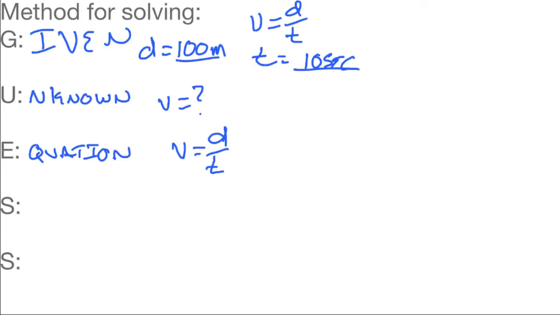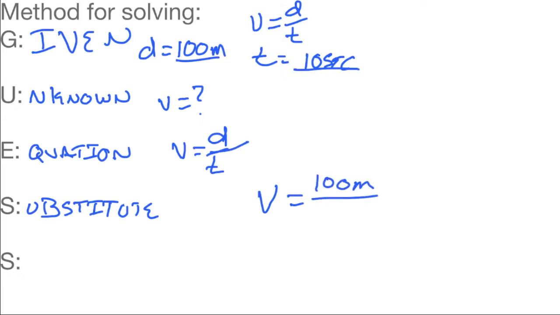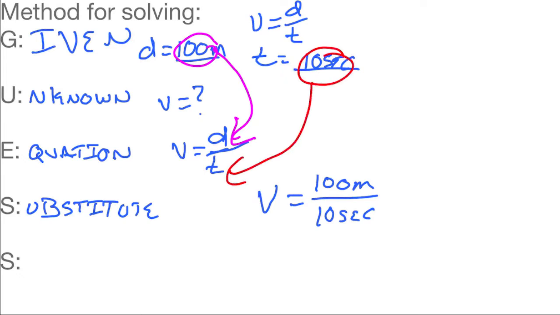Now S is substitute. So we have our equation, in this case V equals D divided by T. Now we're going to set that up as V equals. Instead of writing D, we're going to write 100 meters. And instead of T, we're going to write 10 seconds. So we're substituting the givens, taking this right here and plugging it in here, and taking our 10 seconds and plugging it in down there.